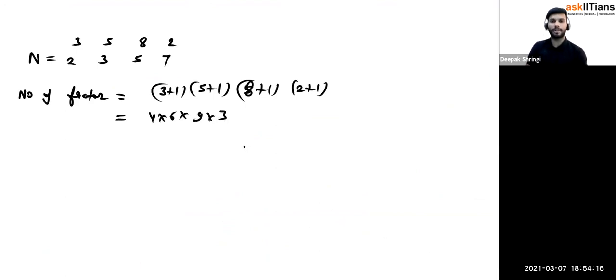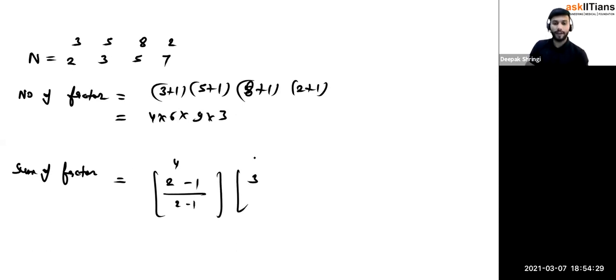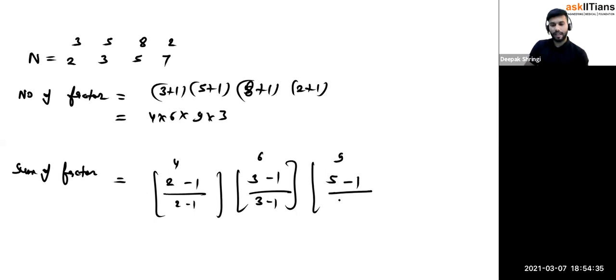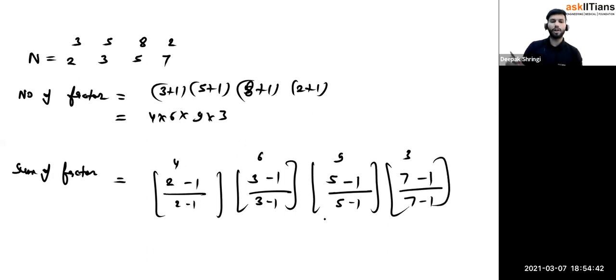Solve it and you get the number of factors. And what is the sum of the factors? For the sum of the factors, again, you have to use the formula, and it is also very simple. 2 power 3 plus 1, that's 4, over 2 minus 1. Then 3 power 5 plus 1, that's 6, over 3 minus 1. Then 5 power 8 plus 1, that's 9, over 5 minus 1. And then 7 power 2 plus 1, over 7 minus 1. If you solve it, whatever you get is the sum of the factors.